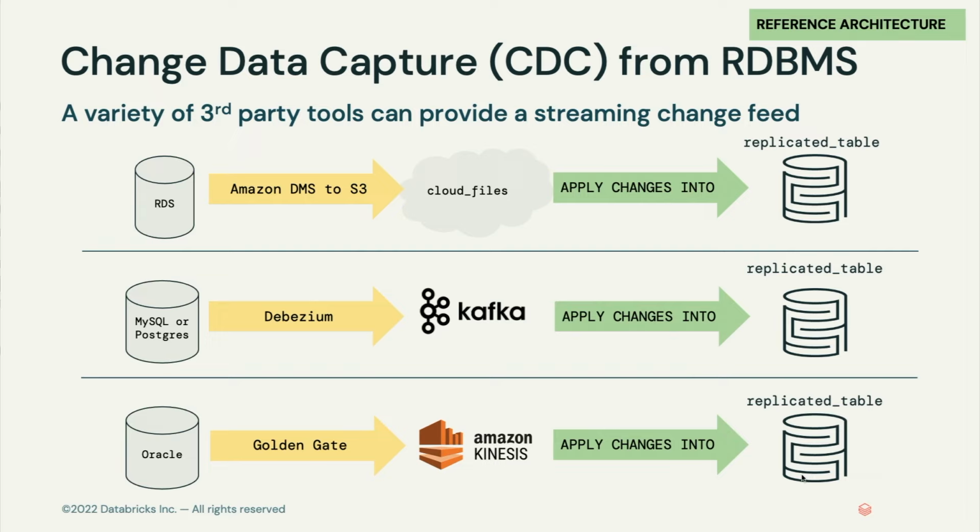You can read it directly from Debezium into Kafka. We have customers that take Oracle Golden Gate, push it to Kinesis, and then read that data from Kinesis. This is the cool thing about DLT: because it's just structured streaming under the covers, you can use all of those same building blocks when you're doing something like apply changes into.